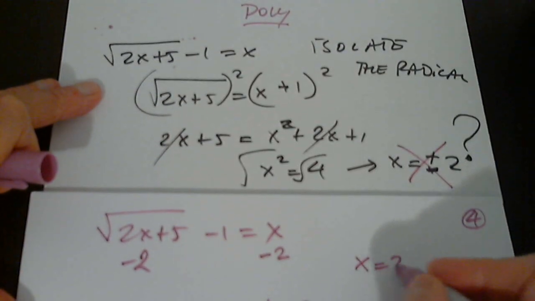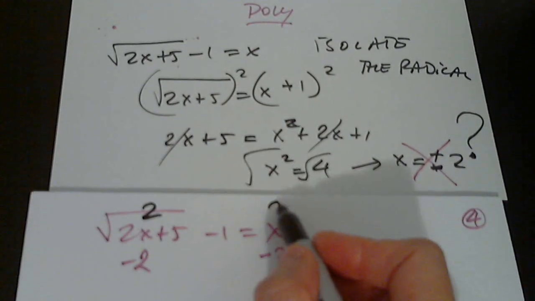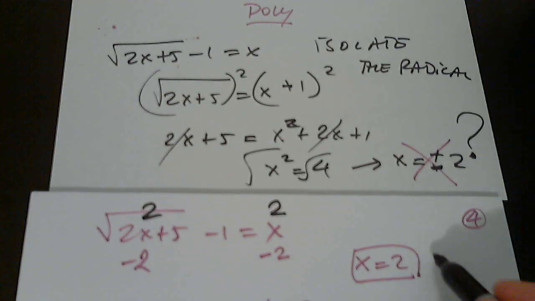So now I'm checking x equals 2. 2 times 2 is 4. 4 plus 5 is 9. The square root of 9 is 3. 3 minus 1 is 2. Yes. And I will say yes.